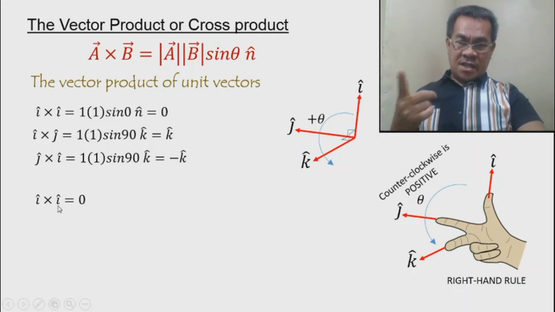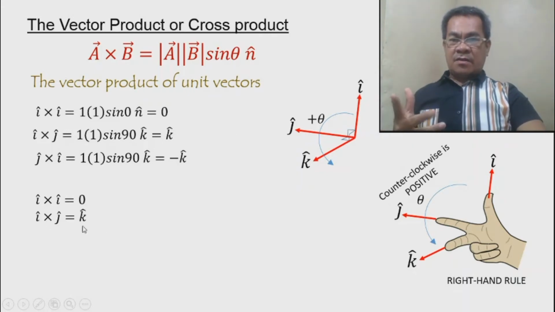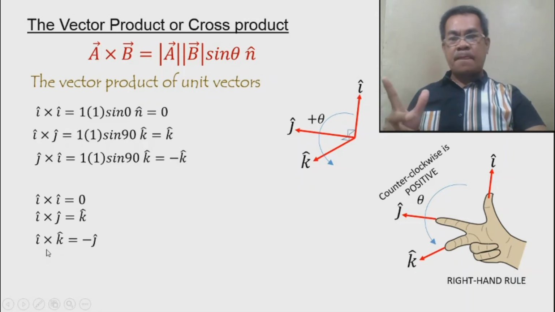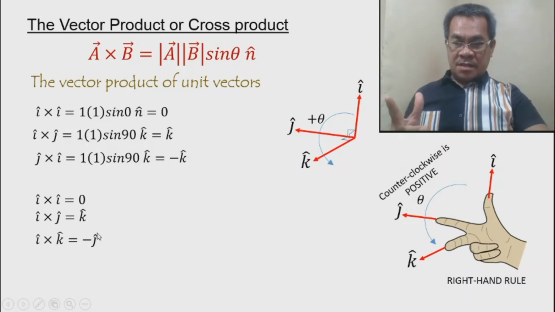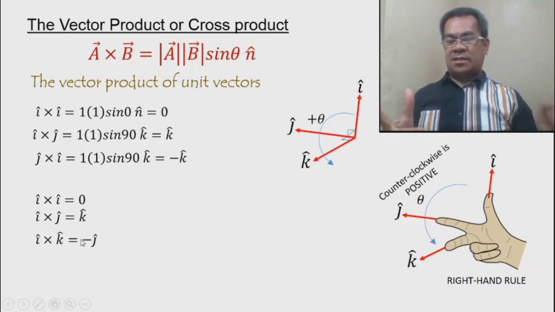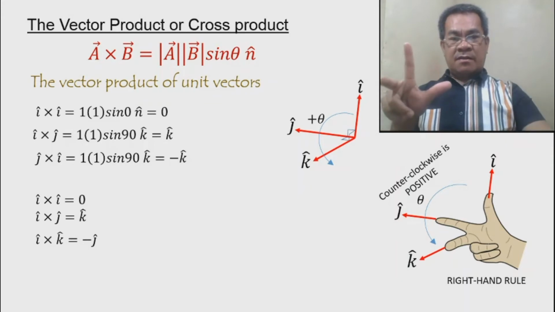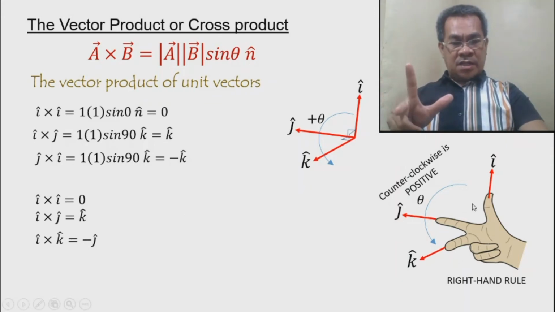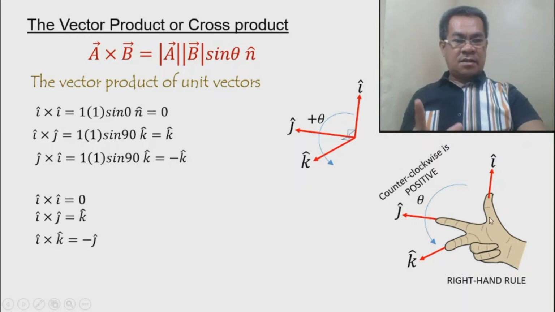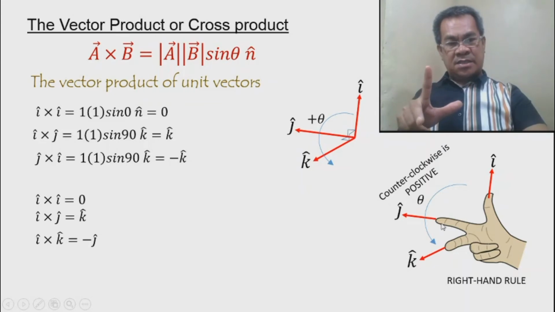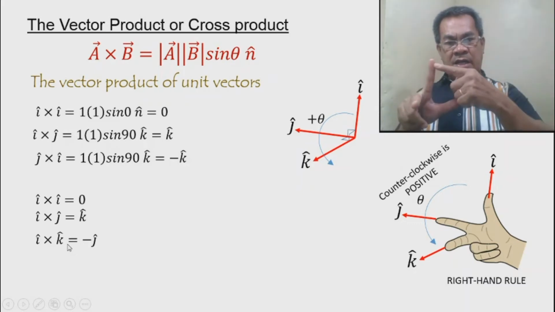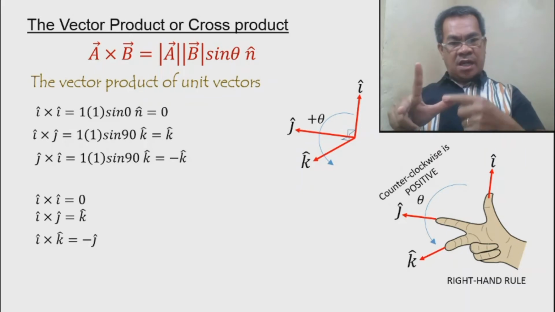Now, what is I dot I? That is 0. Okay, this is already answered. Now, I cross K. What is I cross K? Okay, do not look at this answer yet. What is I cross K? Go back to your finger, or look at the right hand rule on the screen. We have I, this is J, and this is K. So you are about to take the cross product of I, crossed with K.